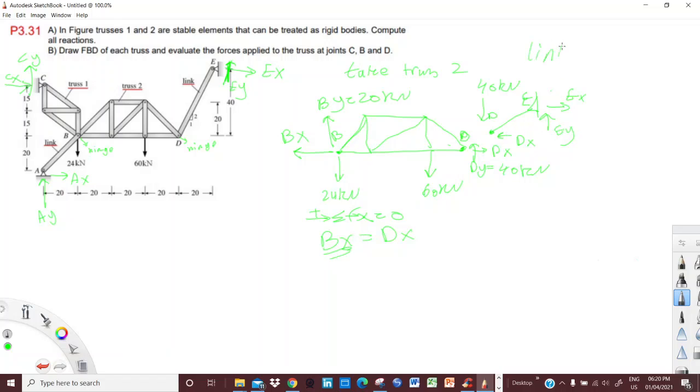So let's find link DE. By finding link DE, we can say summation of moment at E is equal to 0, clockwise positive. So it will be 40, which is downward, counterclockwise, minus 40 times the length of 20. We have also clockwise Dx times 40, which is equal to 0. So minus 40 times 20, which is going to be 40 Dx is equal to 800.